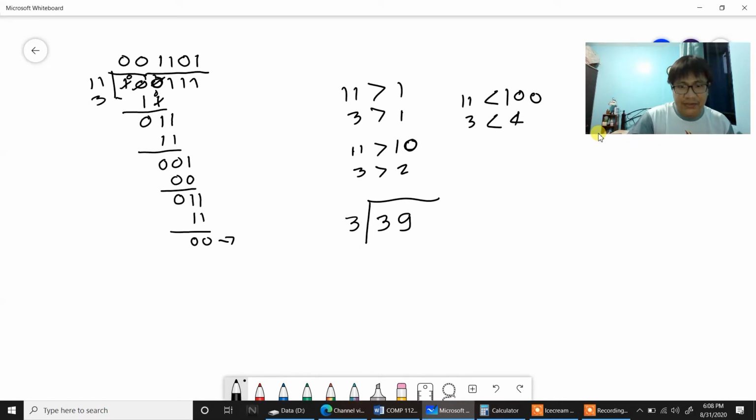Okay, so 3 divided by 3, then 1 times 3 is 3. Minus 3 is 0. Bring down 9. 9 divided by 3 is 3. 3 times 3 is 9. So the answer is 0. Okay. So that means the answer here is 13. So it should be 13.